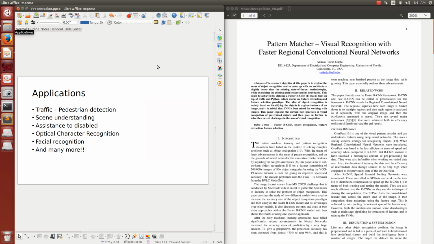There are several applications for this project, to mention a few: object recognition is performed in text, image, audio, and videos. Facial recognition software uses object recognition. We can also use this in pedestrian detection, which can help traffic signals change accordingly to pedestrians. Optical character recognition, scene understanding, and assistance to the disabled, to mention a few more, and there are many other applications.